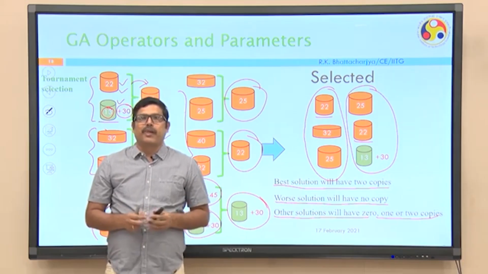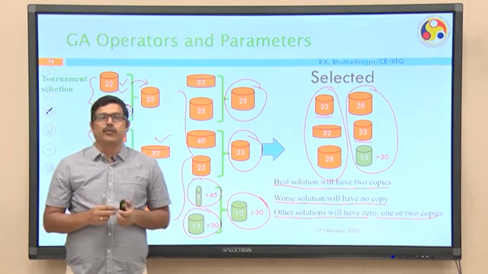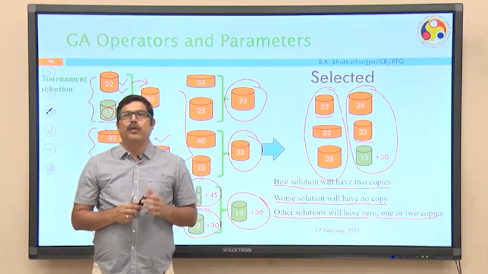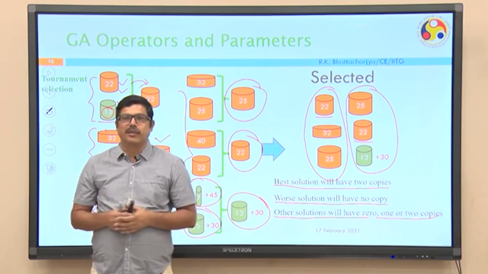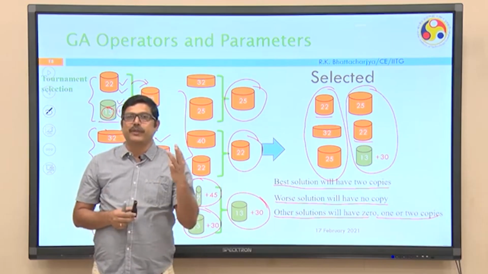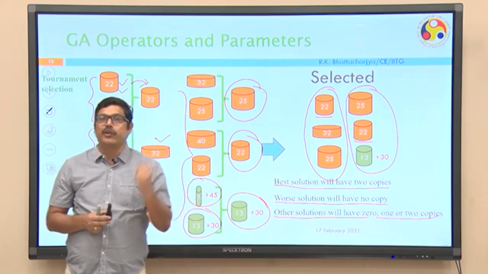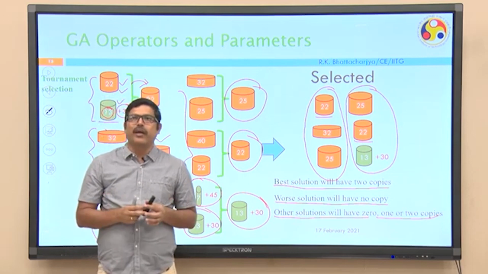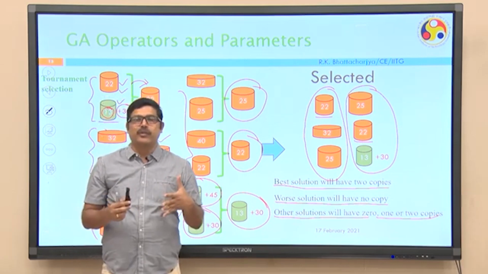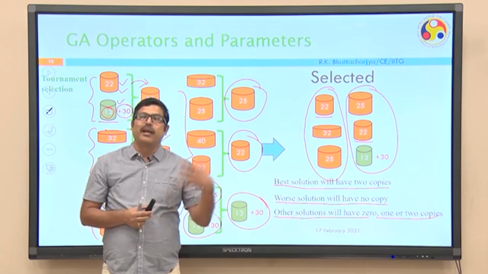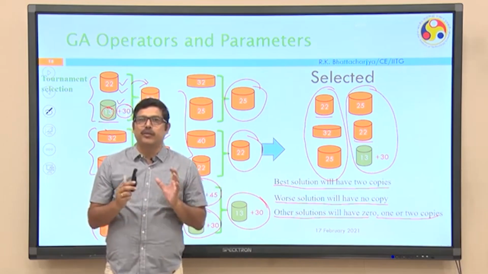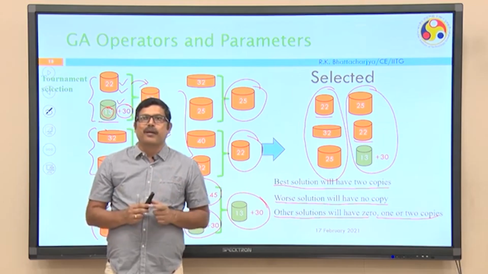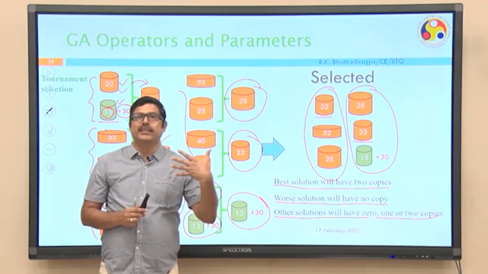Now, if you look at the best solution, 22, what will happen? He will win the tournament in the first round itself, second round itself, third round itself. So, he will have 3 copies, is not it. The worst solution anyway will not be able to win the tournament, so he will have 0 copies, and the others may have between 0 and 3 copies depending upon who is playing with whom. Now, this is called selection pressure.